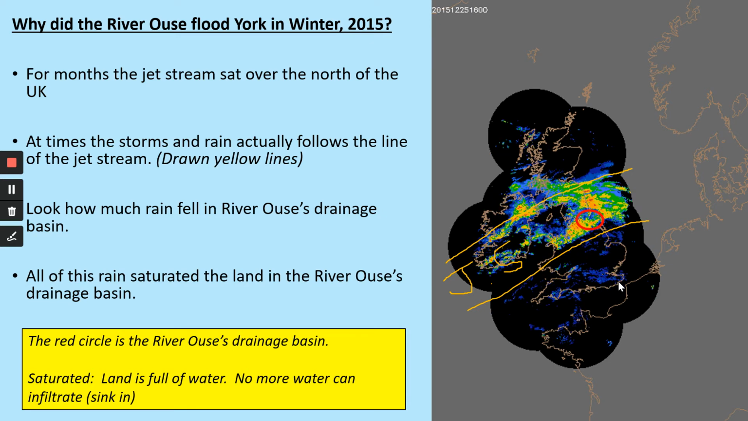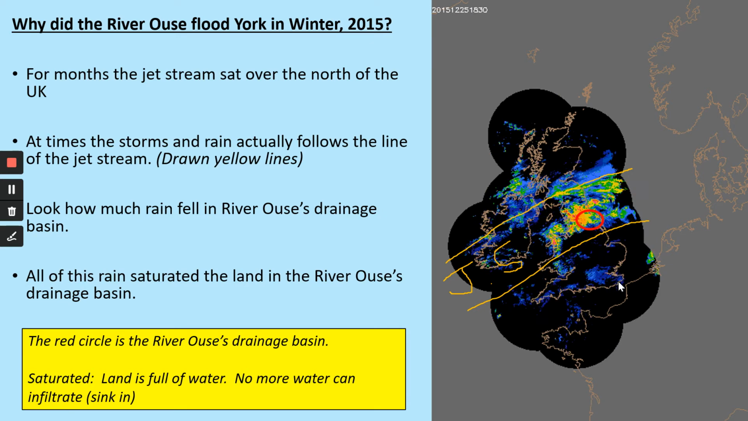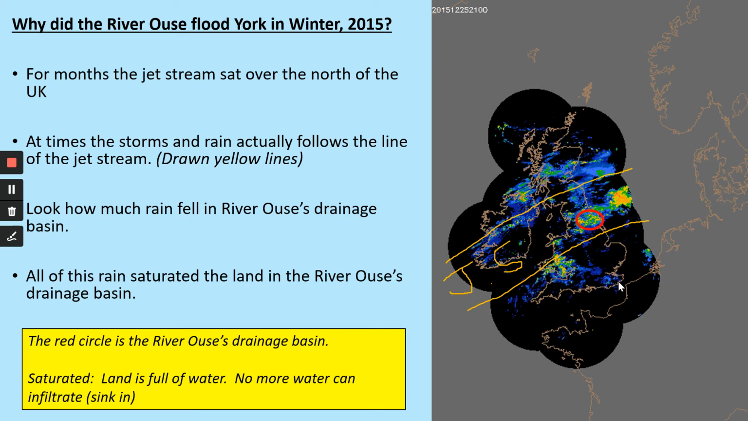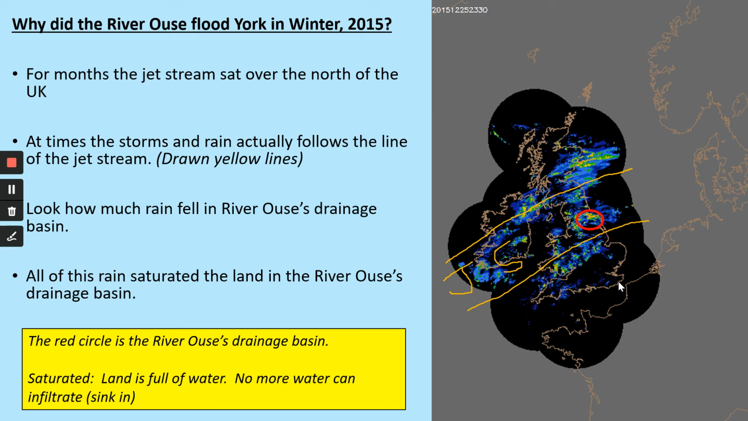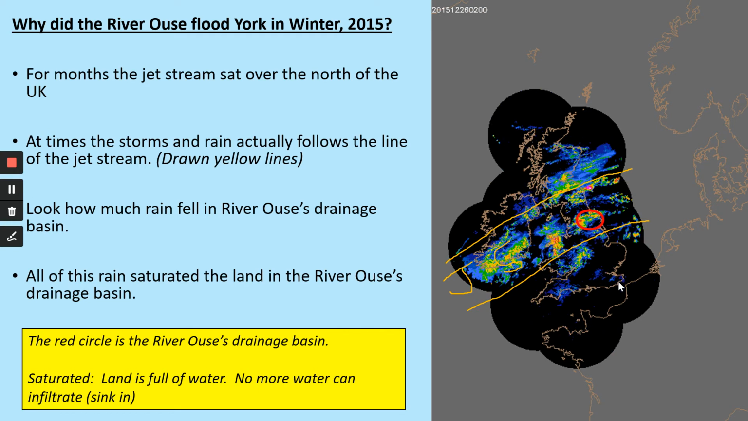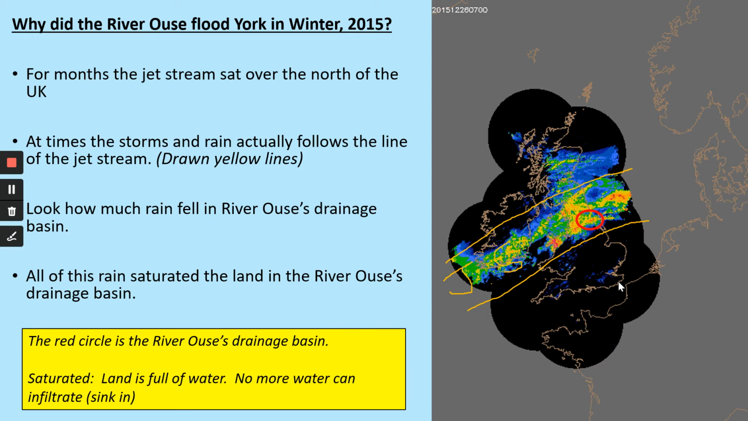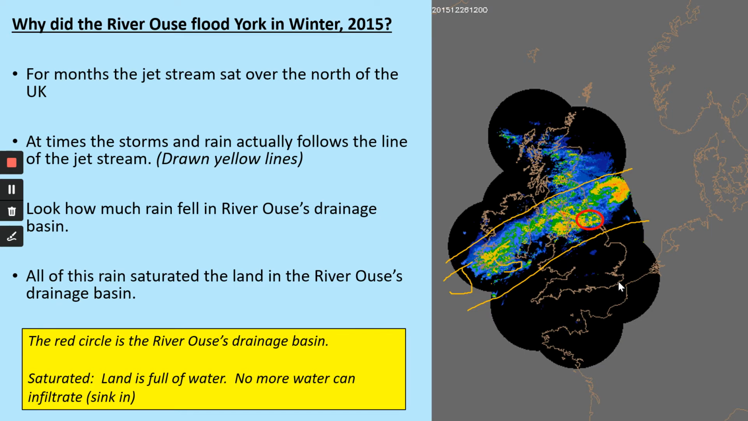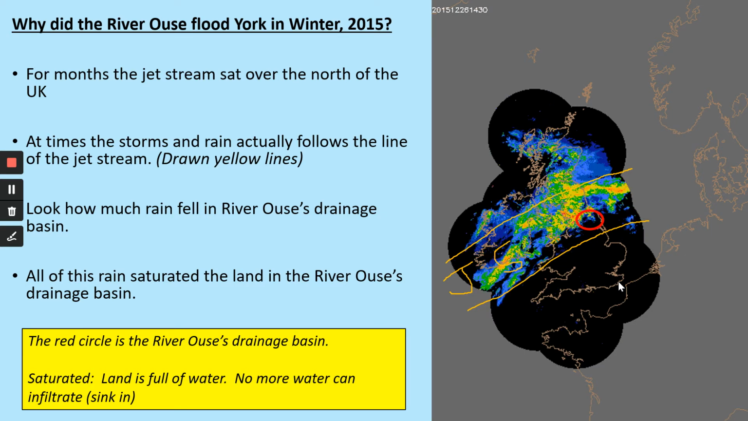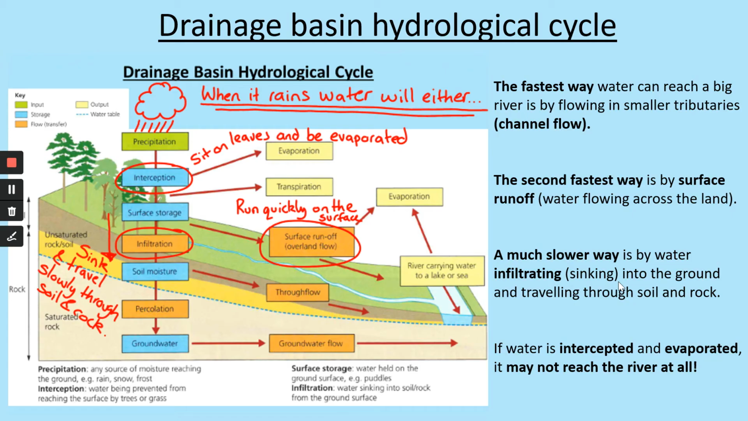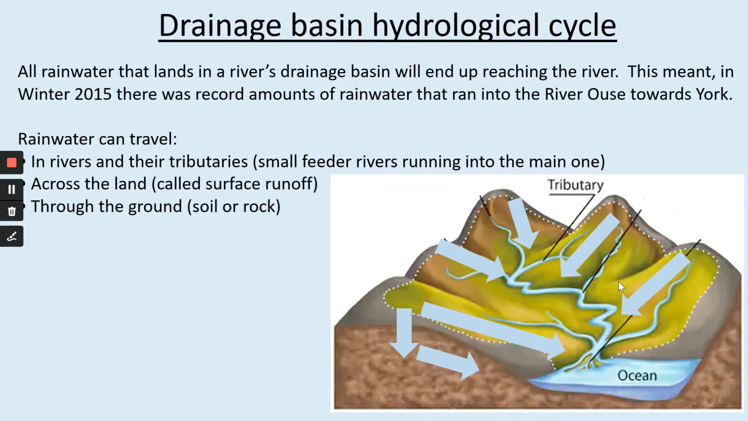Okay, and you can see from this animation, the red circled area, that's where the River Ouse drainage basin is. And you can see all those bright colours, that is rain. And you can see for a long, long period of time, consistently, rain fell in the River Ouse's drainage basin. Okay. Now, the reason this is important is because it saturated the River Ouse's drainage basin.